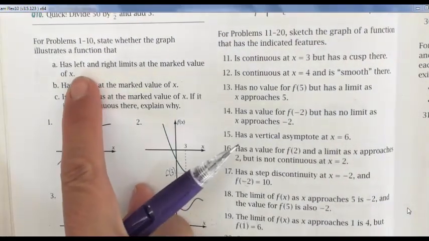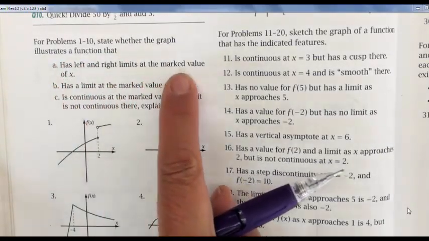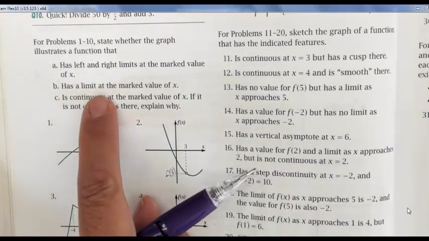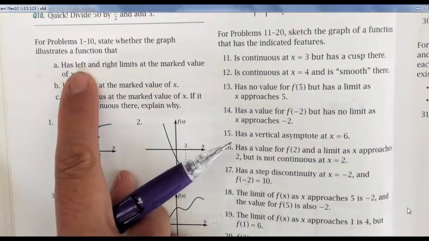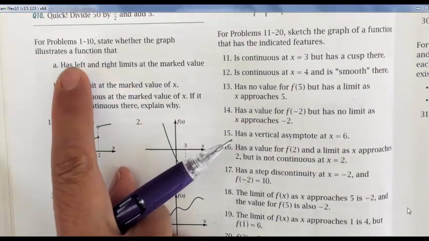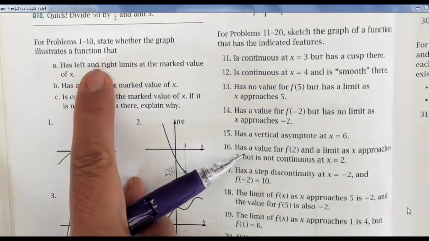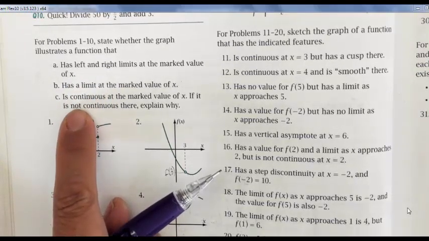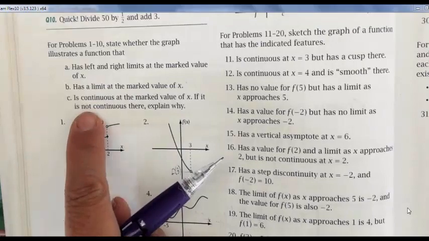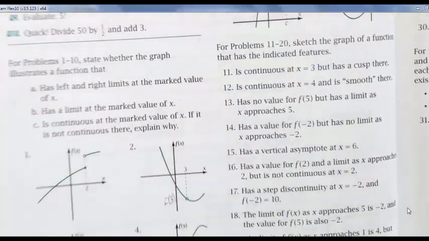For these problems, we're going to state whether the graph illustrates a function that has left and right limits at the marked value of x, has a limit at the marked value of x, is continuous at the marked value of x. So we're going to use left and right limit notation to say whether or not there are limits from the left and the right. And then if the left and the right limits are the same, then we know that there's a limit at that value of x. And then we'll see if it's continuous, because basically it'll check off all three of these categories right here. All right, so let's go ahead and do that.